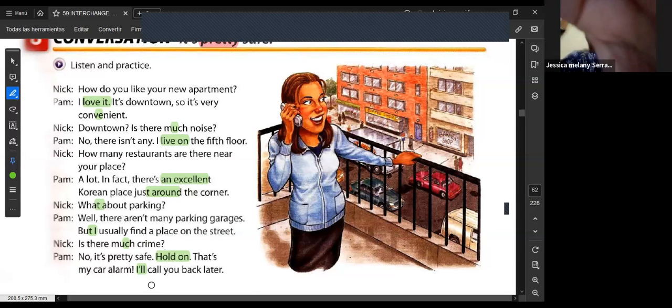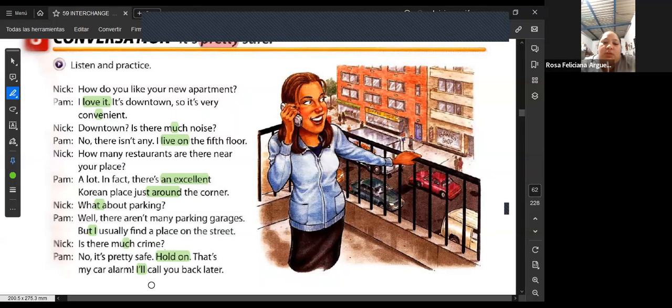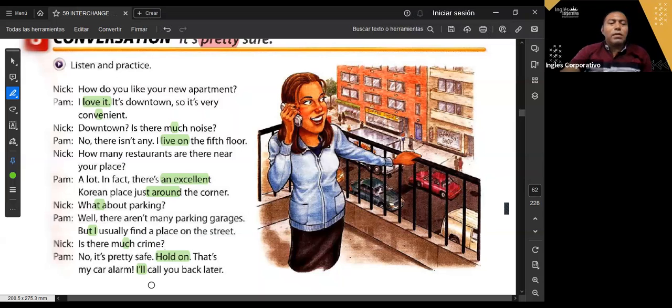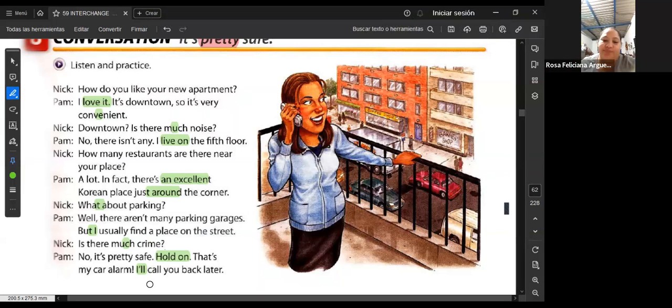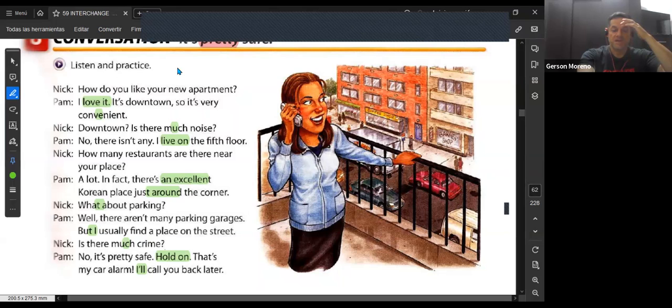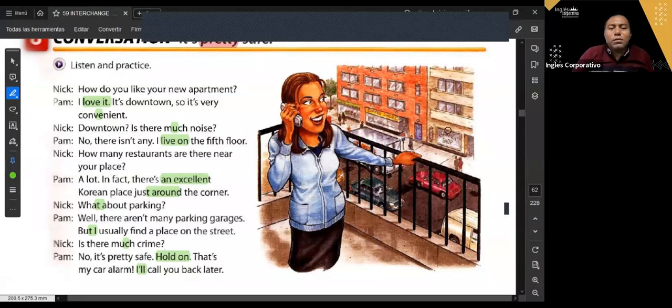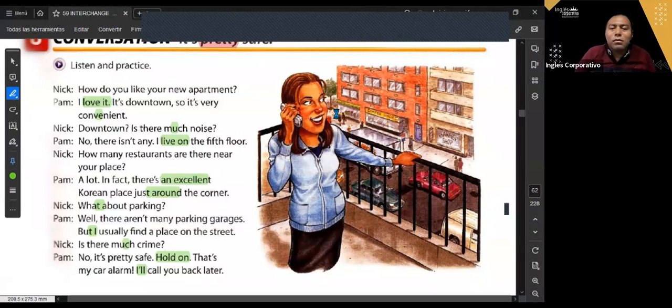Questions with pronunciation or vocabulary? ¿Tienes preguntas? Yes. Convenient es conveniente. More questions about vocabulary? I have a question. Yes, what's your question? It's pretty safe is just to places. No, for different things. For example, he is pretty tall. Estoy diciendo él es muy alto, no estoy diciendo él es muy bonito. He is pretty tall. Él es muy alto.